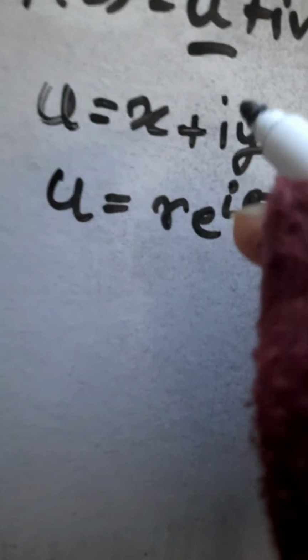Wait a second. This is the real part. This is the imaginary part, because this is i, the imaginary number, root minus one. So it is some multiple of this imaginary number, and this is the imaginary unit, like i.